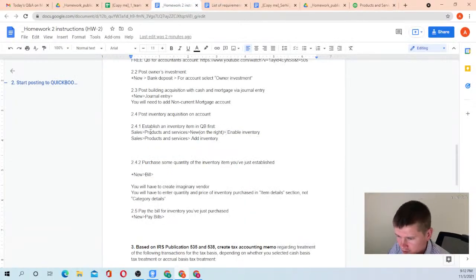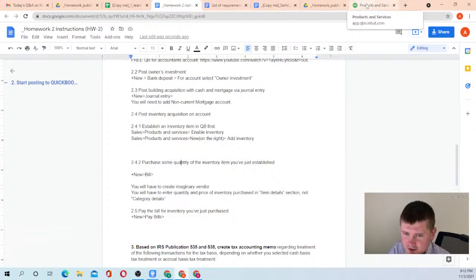So what do we do next? We enabled inventory. Now we added inventory. On the enabling, I believe you will have an enable button earlier. When you just start, you will have the enable button, and then you need to add the inventory. And now we are going to purchase some inventory through the bill.